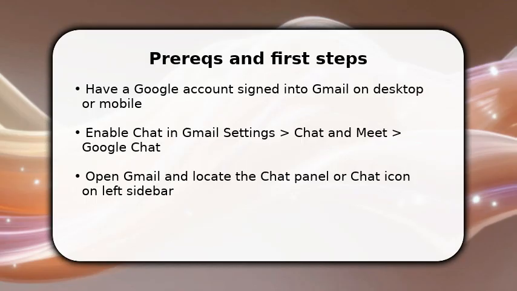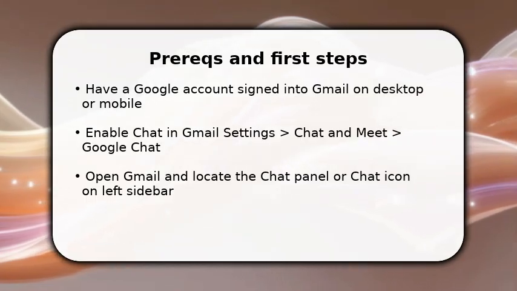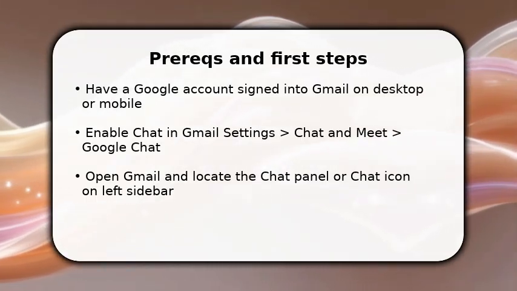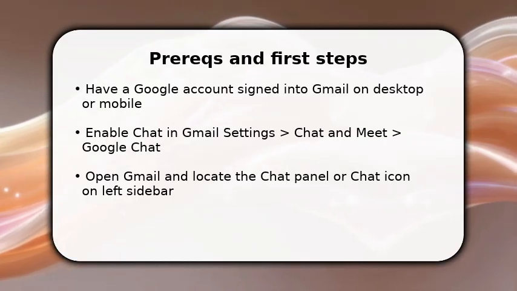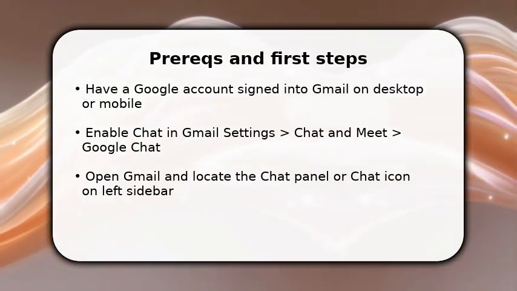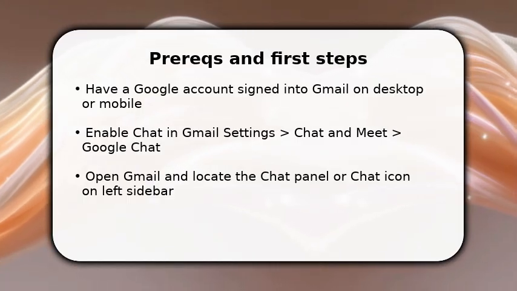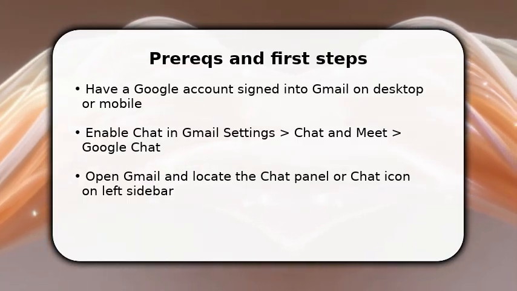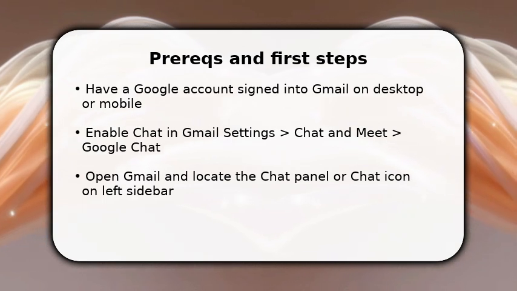Now, open Gmail and look for the chat section or the chat icon on the left. Click it to reveal contacts and spaces. This first action gets the interface ready so you can create a new conversation quickly. From here, you will either start a direct message or create a space, depending on your goal.